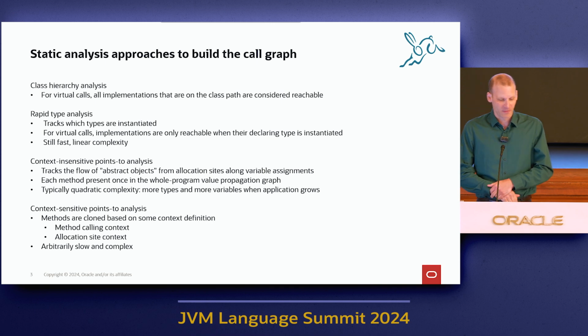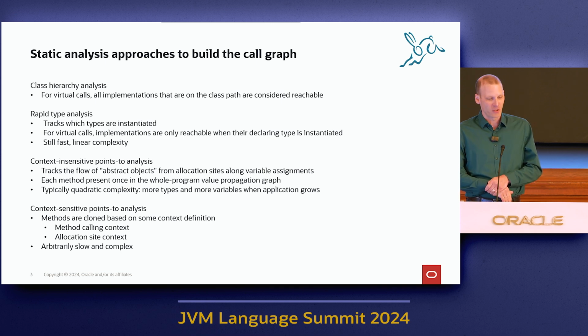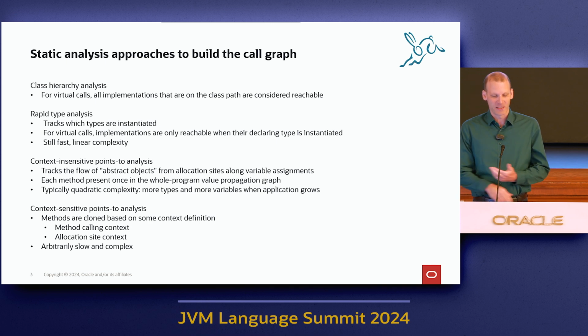And that's where things get more precise, but also much more complex, because in theory, it's actually cubic complexity. In practice, it's more like quadratic complexity, because it's very intuitive. When your application grows and you have more types and more variables, it's quadratic, because you have more types that can reach every possible variable.